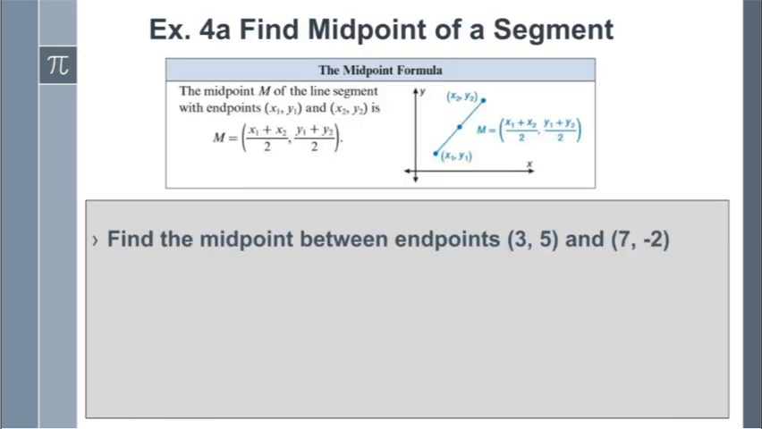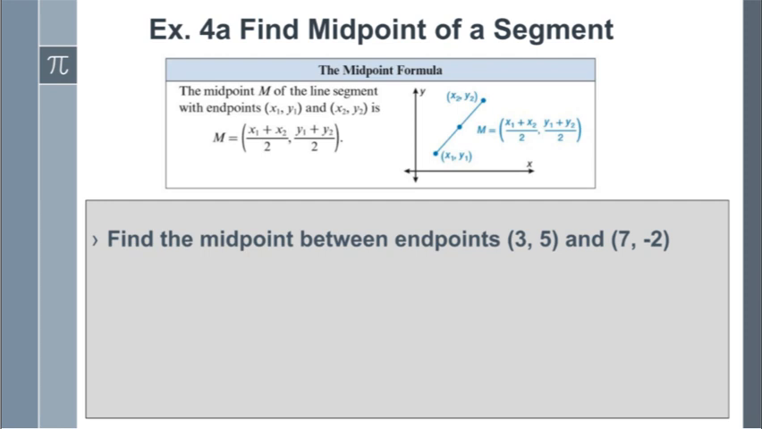Next, working with midpoints. The midpoint M of a segment with endpoints x1, y1, and x2, y2 is the halfway point of the segment. When you're trying to find the midpoint, you take your two x coordinates divided by 2, and your two y coordinates divided by 2, to find the midway point.